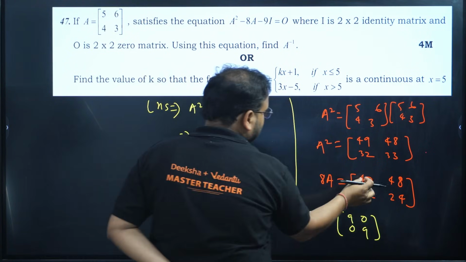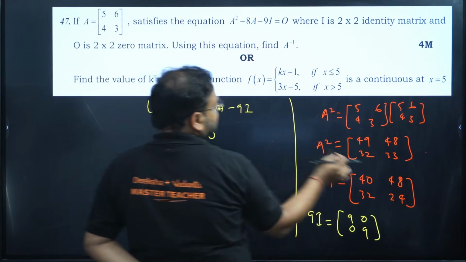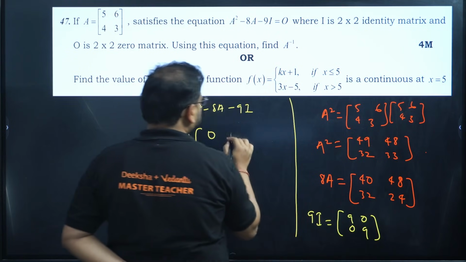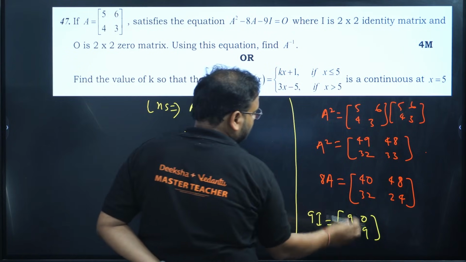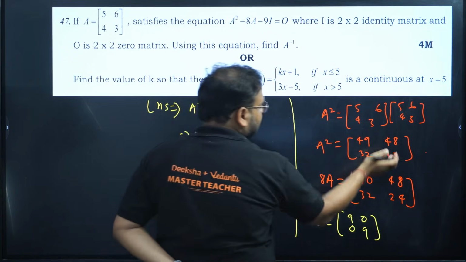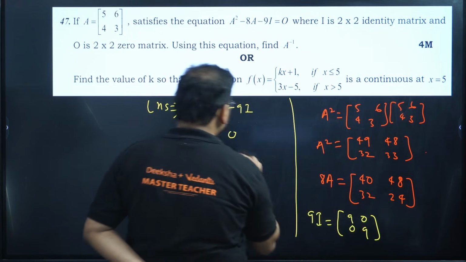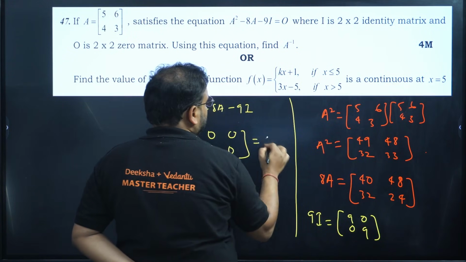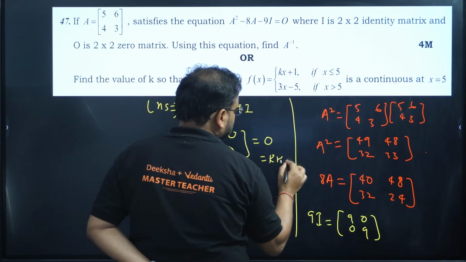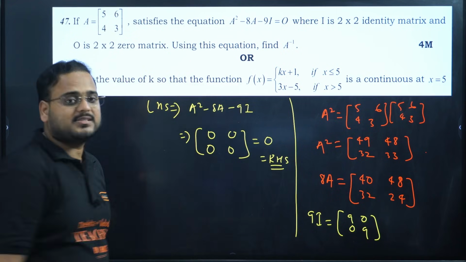Okay, 49 minus 40 is 9, minus 9 is 0. Next, 48 minus 48 is 0, minus 0 is 0. 32 minus 32 is 0, minus 0 is 0. 33 minus 24 is 9, minus 9 is 0. So it is equal to what? Your RHS. Hence proved.